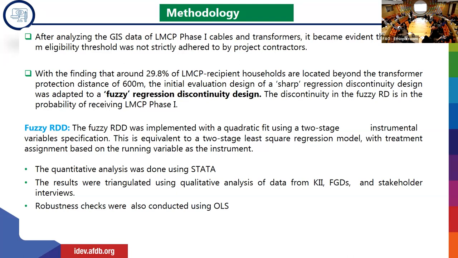So we were also able to triangulate results using qualitative analysis of key informant interviews, FGDs, and stakeholder interviews. So these ones were meant to ensure that we were able to explain some of the quantitative aspects of the data, quantitative estimates that we found after analyzing the data. So robustness checks were also conducted using OLS.